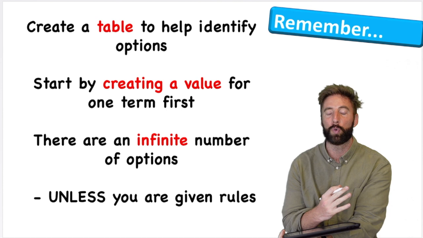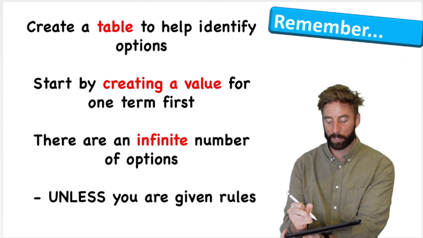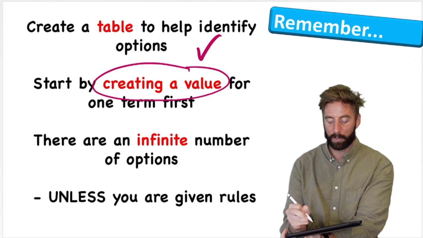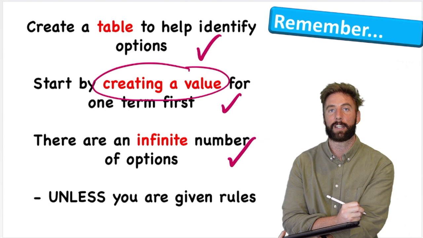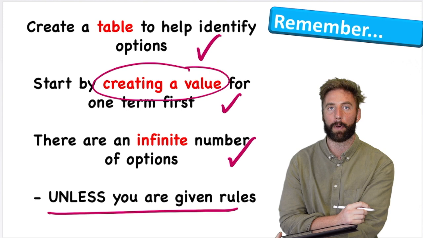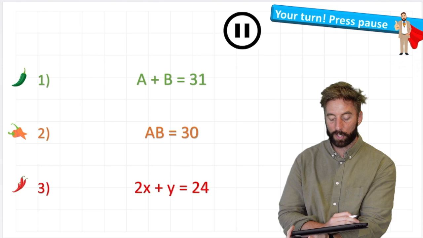Let's look at things to remember. First, we're going to create a table to help identify our options. Then we're going to start by creating a value for one of our terms. And we must remember that there are infinite number of opportunities and options that we can use, unless we are given a rule, like it must be a whole number, or it must be a number greater than 10, etc. Okay, your turn. Here are three questions for you to have a little look at.